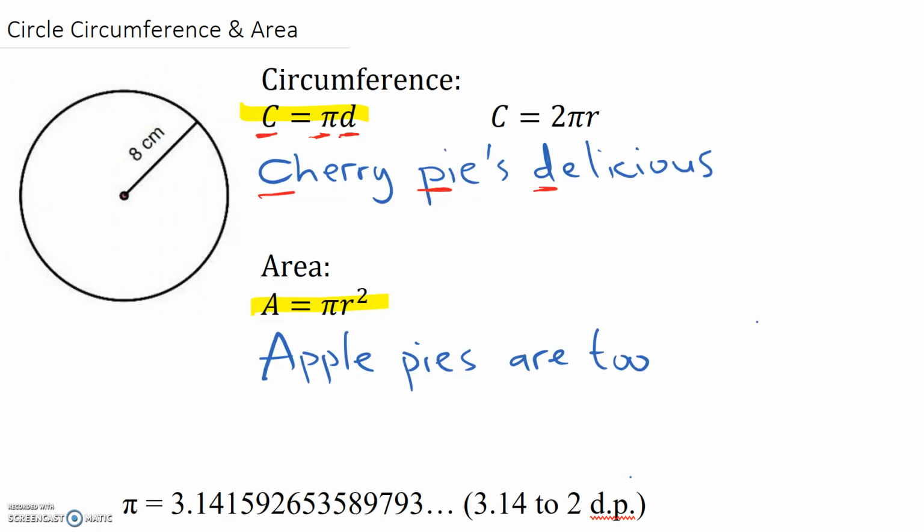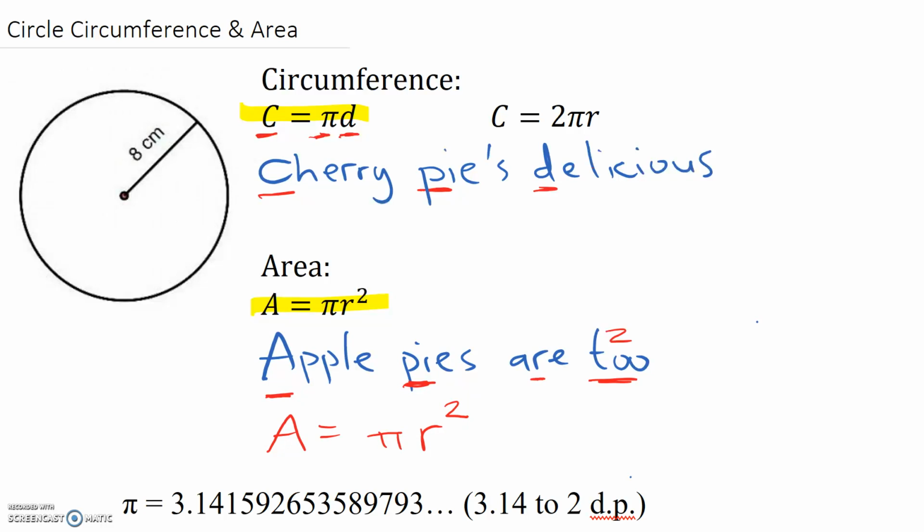Bottom one, we've got apple pies are too. So it's a bit dodgy, but we've got apple for area, A for area. We've got pie again, and we've got R2, and it's a squared, isn't it? It's not really a 2, but it might help you remember. So apple pies are 2 is going to translate into apple pies are 2. The 2 becomes the squared. Okay, so those mnemonics might help you.